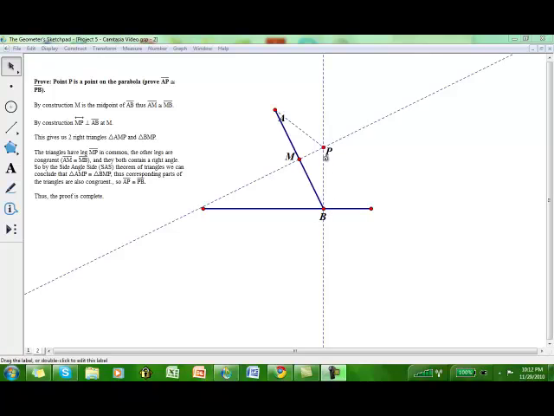This means that point P is on the parabola because it is equidistant to A, which is our focus, and B, which is on the line, which is our directrix, which proves the definition of a parabola.